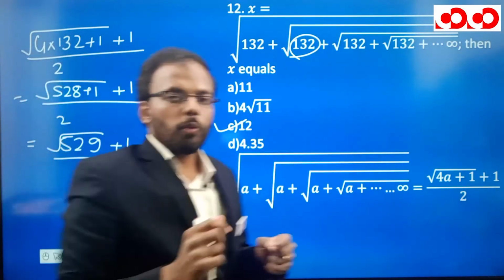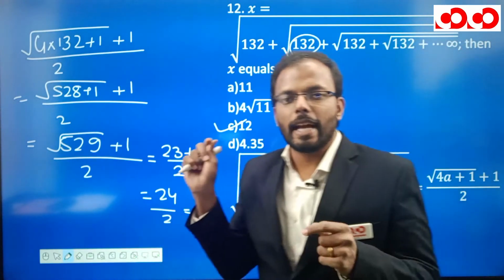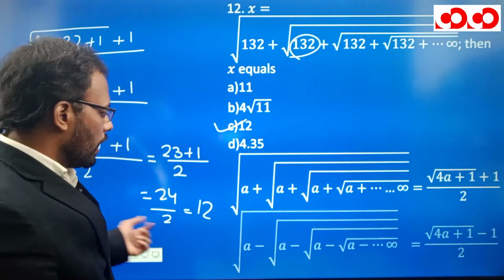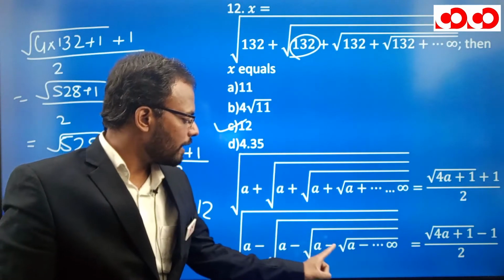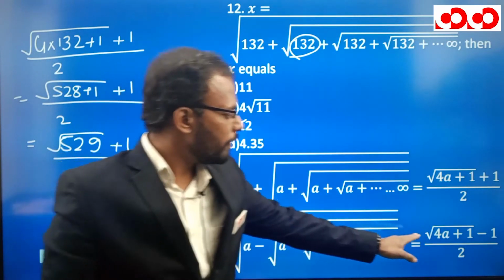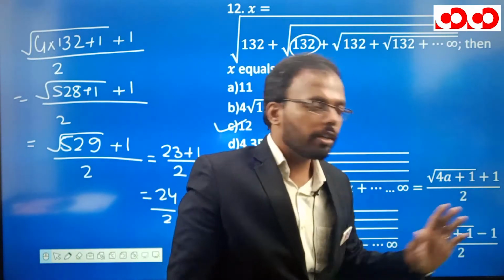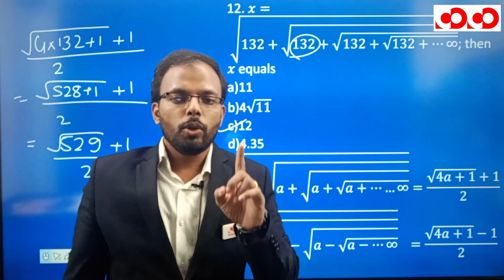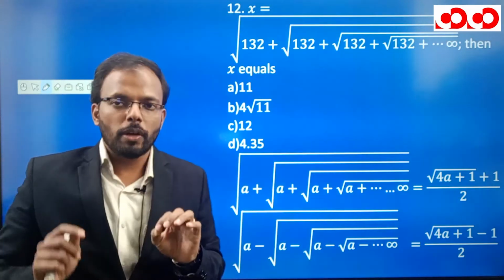There is one more variation for this problem. We have seen that it was plus inside the square root and it was going till infinity. However, if we get root of a minus root of a minus root of a minus, and so on, then the formula will be 4a plus 1. Everything will remain the same. Just this plus sign will turn into minus. I hope this is clear to you. Now I will tell you how to solve this within 2 seconds. You can use this formula definitely.